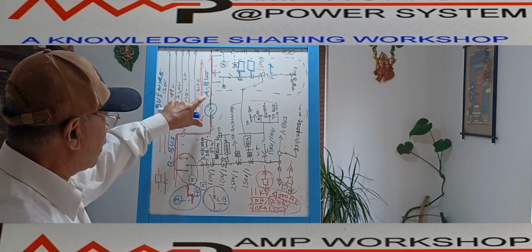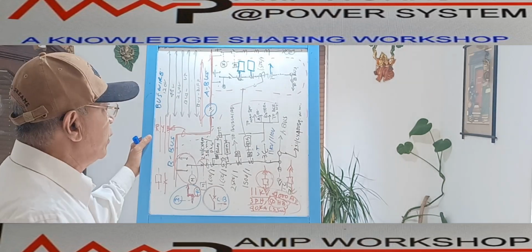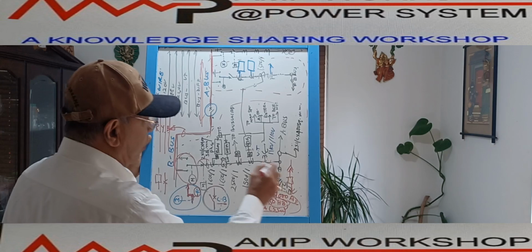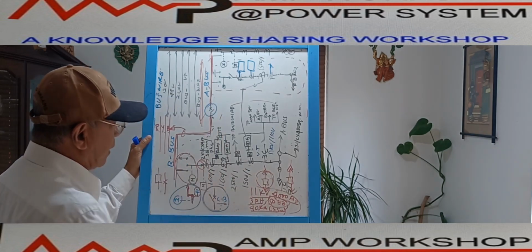But as we are considering an SF6 circuit breaker, and we are considering the fixed type, we are not using the drawout symbol. It is a fixed symbol. So this is the circuit breaker over here.